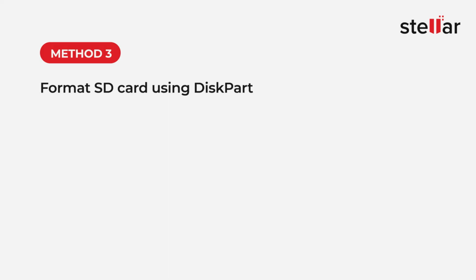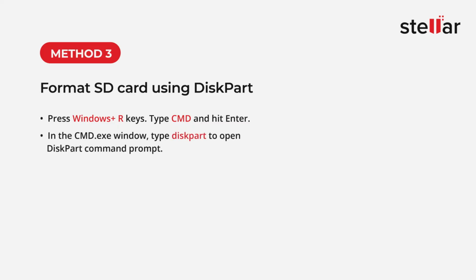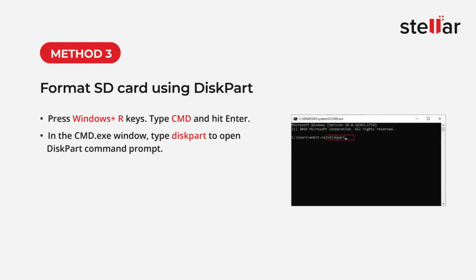Method 3. Format the SD card using DiskPart. Step 1. Press the Windows plus R keys. Type CMD and hit Enter. Step 2. In the cmd.exe window, type DiskPart to open the DiskPart command prompt.